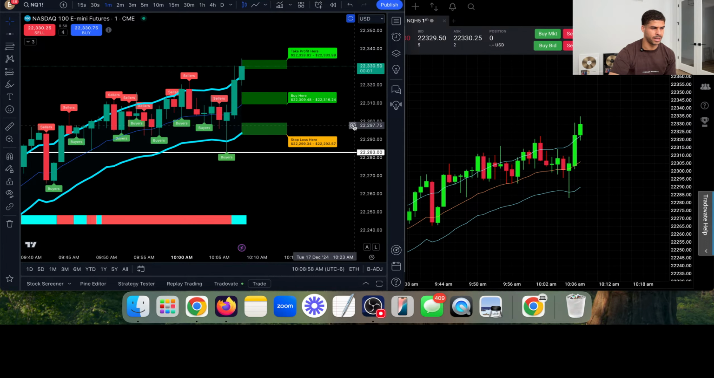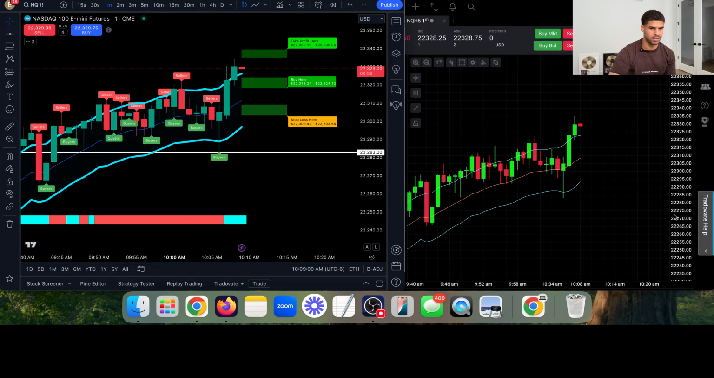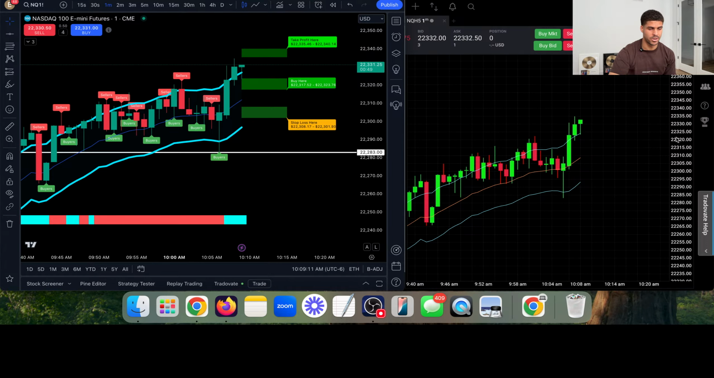Kind of wait for price to make a move. Price pulling back. Kind of like a long right here. I'm gonna wait though. Shouldn't have. That was a good trade. There goes price. Just trying at least. All right. Okay.